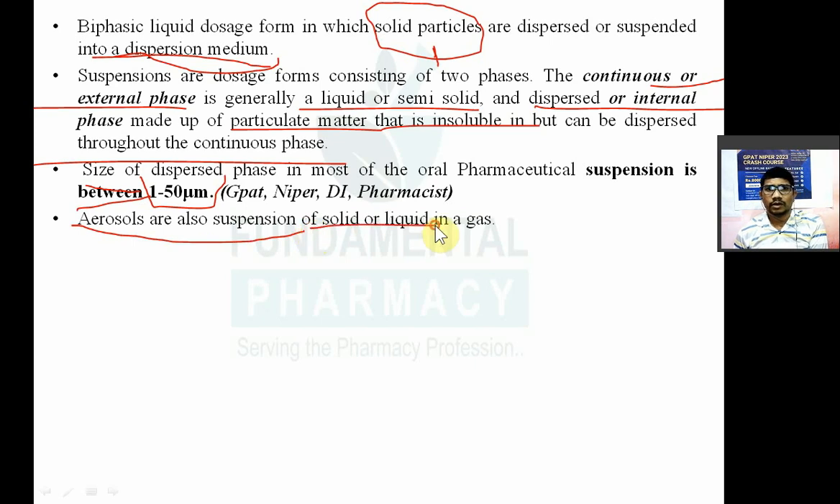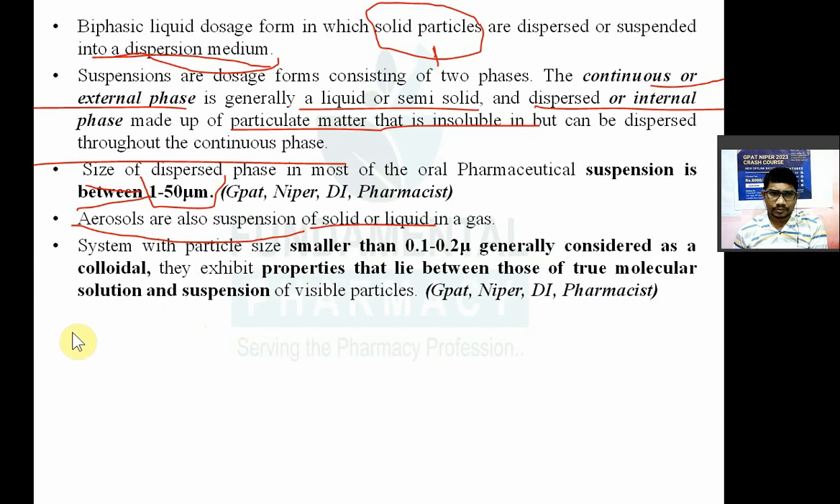Solid or liquid in the gas, that is aerosol. Then a system with a particle size less than 0.1 to 0.2 micron is considered a colloidal dispersion, and that exhibits properties in between a molecular solution and a suspension. We have already seen this in the colloid chapter.